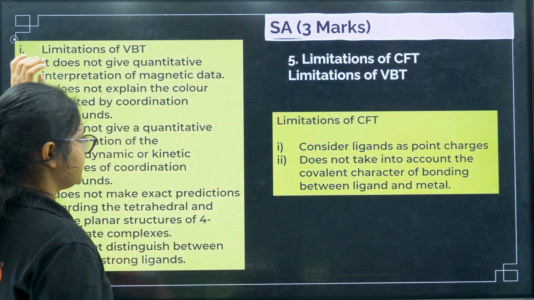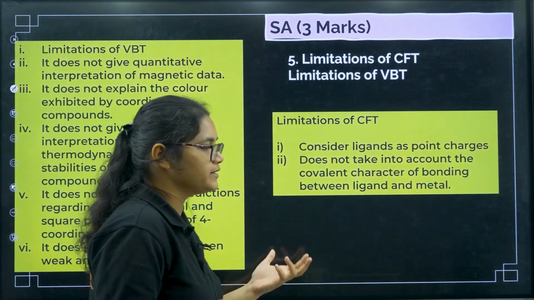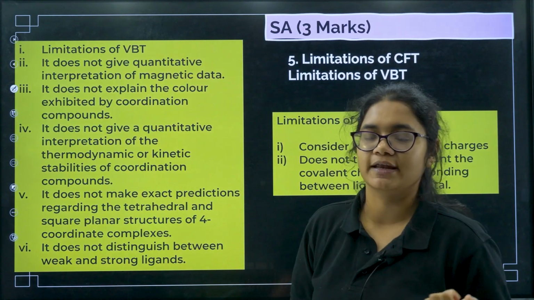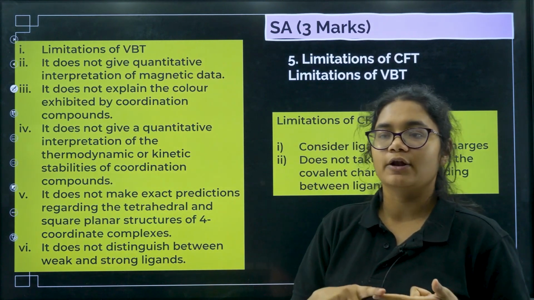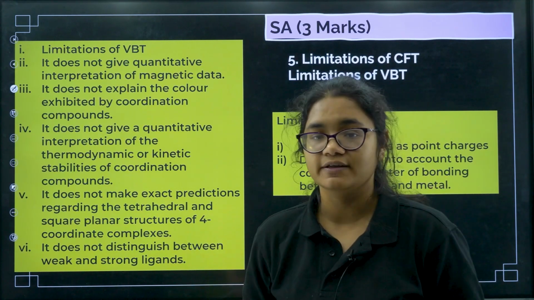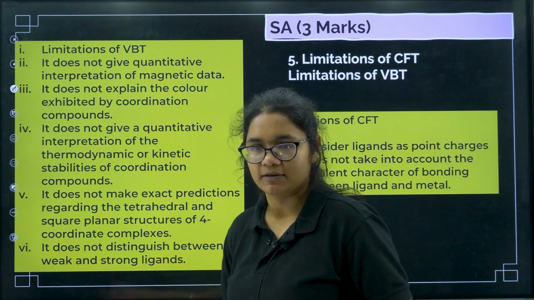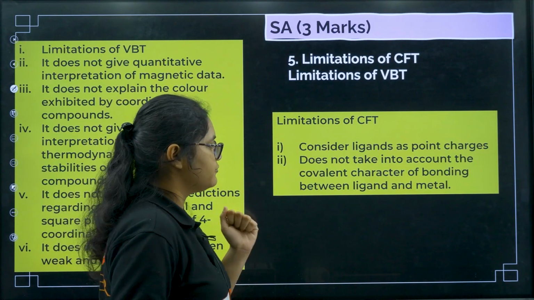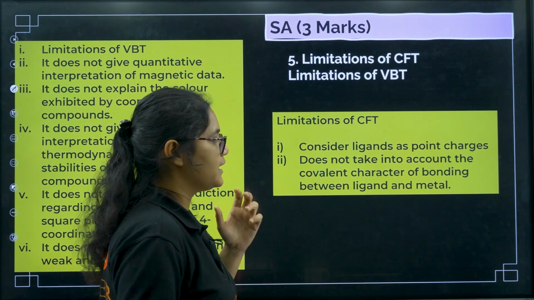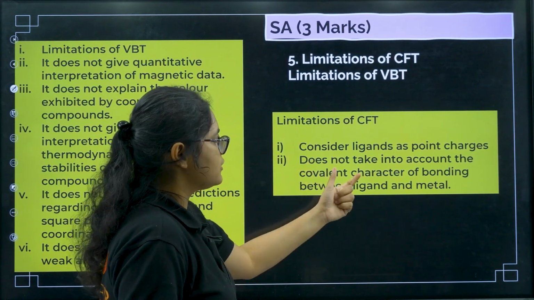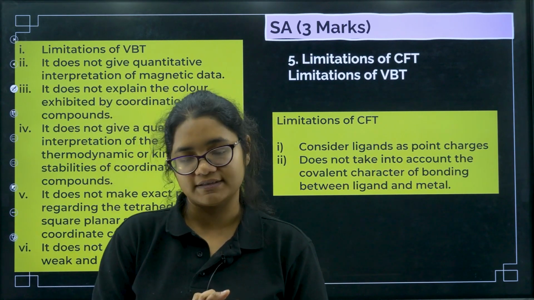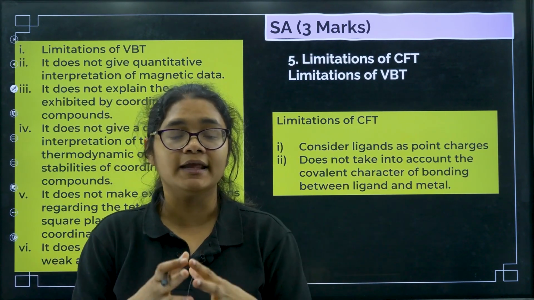Next, limitations of CFT and limitations of VBT, 2 or 3 points you should remember. VBT has many limitations, like it cannot explain the magnetic property, it cannot explain the color of the compounds, and it has a lot of assumptions. So any 3 points you can take from here. Okay, and in the case of CFT, the first thing is ligands are considered as point charges, whereas they are actually not point charges, and it does not take into account the covalent character of bonding between ligands and metals. So according to CFT, the ligand and metal bond is completely ionic, right?